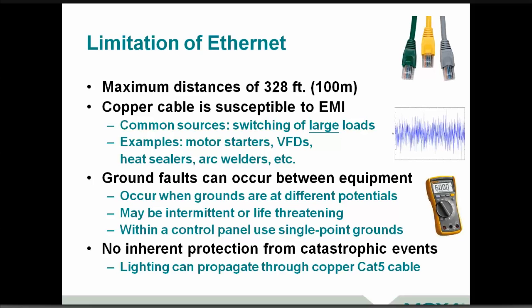Another thing that can happen is differences in grounding. Again, with that transformer coupling with Ethernet, it does a really good job, but it can't protect against everything. Some of the things to look out for are ground faults. This can happen when you have different pieces of equipment powered up by different power sources.